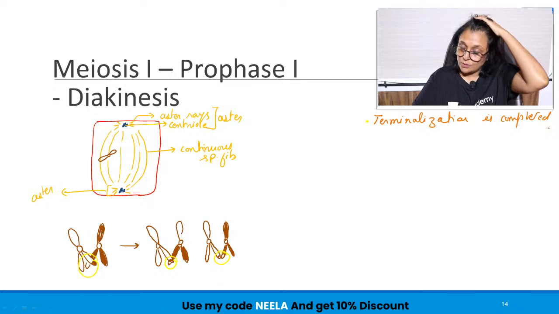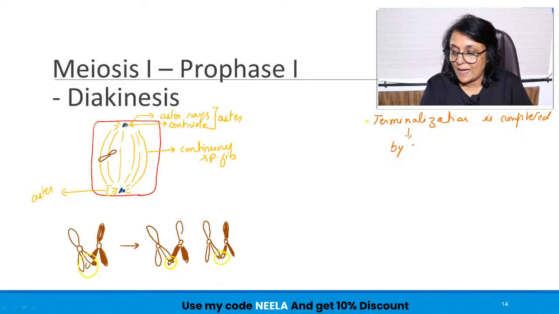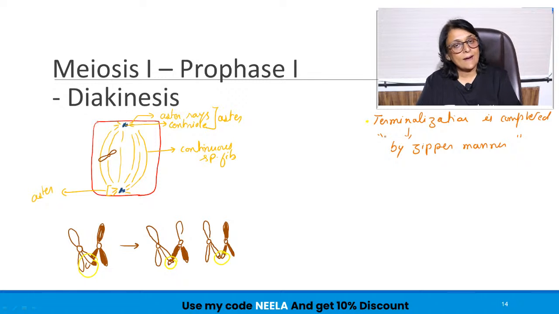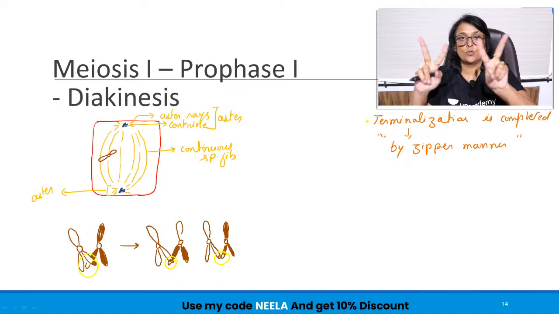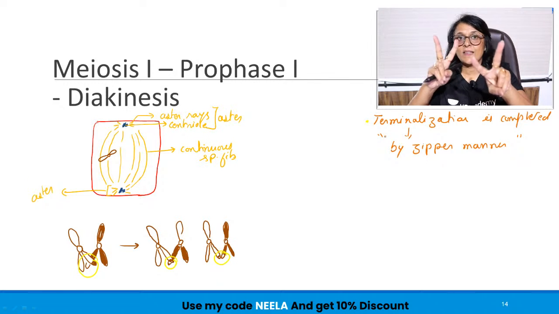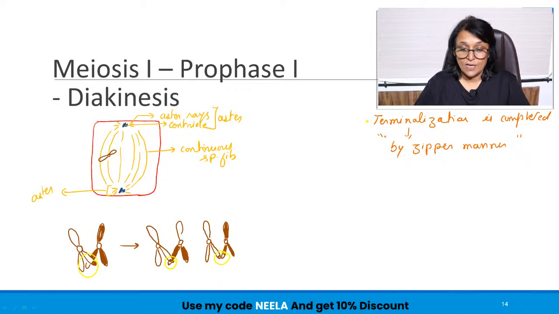So this is how the two non-sister chromatids are going to separate. So how do they separate? Terminalization takes place by zipper manner. Now this zipper manner is for our understanding. It's not a technical term, but it shows how exactly it's going to take place. Chiasma formation took place by crossing like this. The two non-sister chromatids come like this and they fuse. Separation doesn't take place like this. Separation takes place when the two arms come to the end and then they separate. So terminalization is going to get completed here.